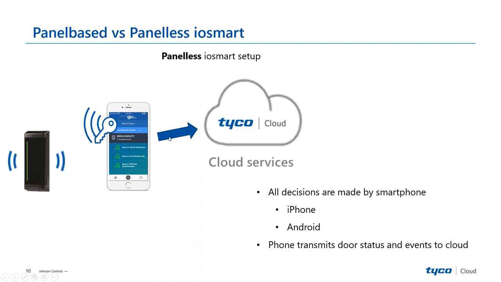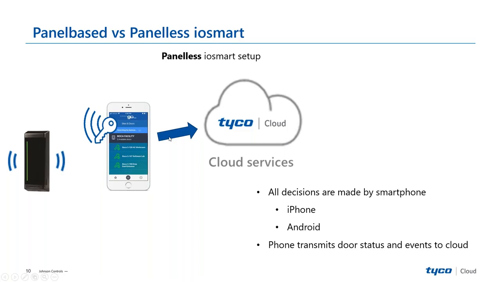Do you have a door contact? Do you have a REX? Do you have this? Do you have that? Now, all the access control decisions, the time and all that, is made by the phone. So when I get near a Bluetooth door, if I have access, it will become green, and I tap it, and it will say yes, I send it or not, depending on some variables, and it will unlock the door or not unlock the door.